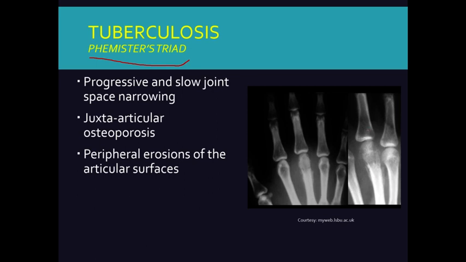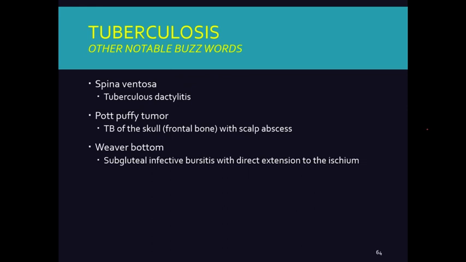So we see those changes here. So slow joint space narrowing. Joint space is relatively well preserved compared to the one next to it. We have loss of the bone density in the regions around the joint, so juxta-articular osteoporosis. And then we're losing the margins, so we have erosive change on the articular surface margins. So that's that Phemister's triad.